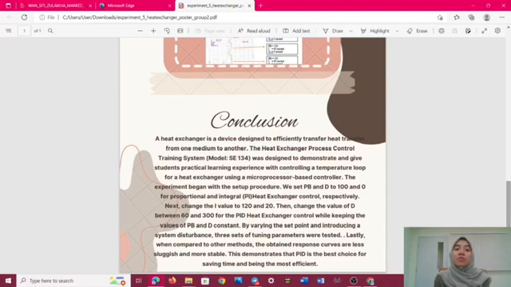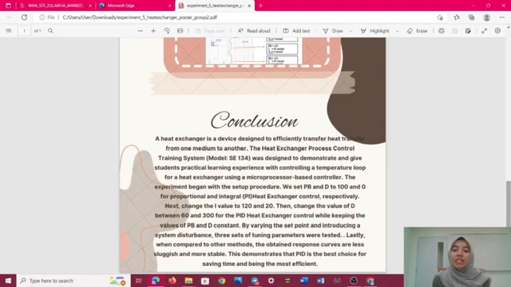So for the conclusion, the heat exchanger is a device designed to efficiently transfer heat from one medium to another. The heat exchanger process control training system was designed to demonstrate and give students a practical training experiment on controlling a temperature loop for the heat exchanger using a microprocessor-based controller. The experiment began with the setup procedure.